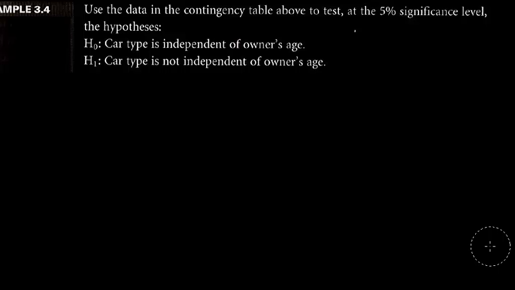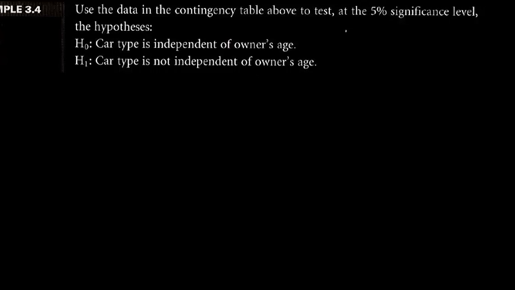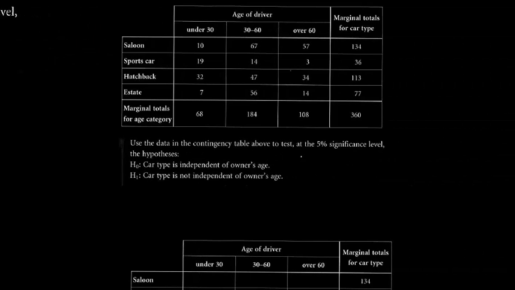Use the data in the contingency table above to test at the 5% significance level the hypothesis: car type is independent of owner's age, against the alternative that car type is not independent of owner's age. Well, I happily have my little table here, which is in your book. And what we're going to do is fill out this table in order to help us test it.